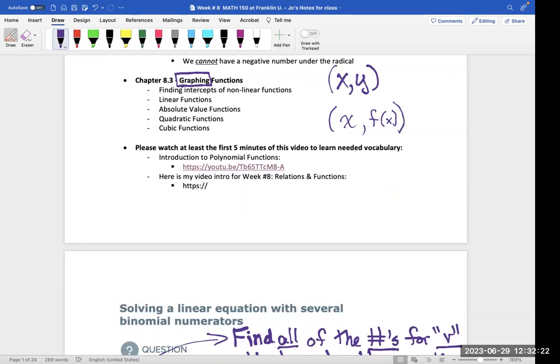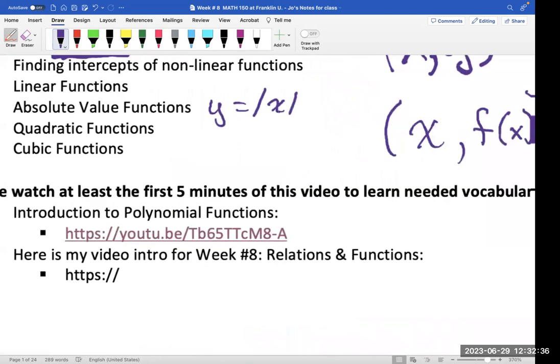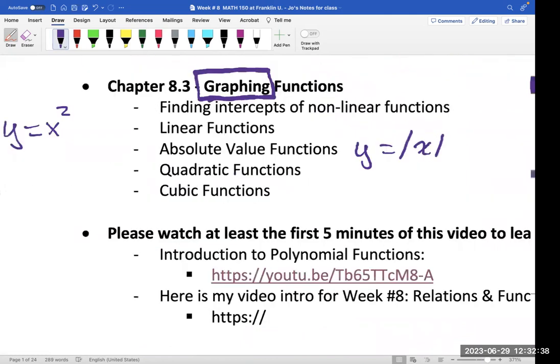So we have linear functions. The parent function for that is y equals x. We have absolute value functions, where y equals the absolute value of a number. We have quadratic functions, which we've begun working with already. Oh, I'm sorry, my linear is supposed to be just an x, not an x squared. And then cubic functions, where we have a third degree.